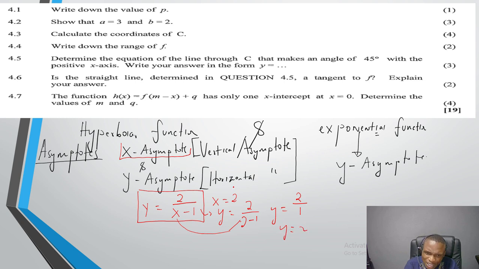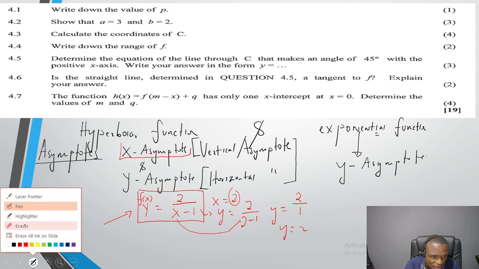So we are saying when x is 2, for this function, you can also call it f of x equals 2 by x minus 1. Instead of saying y, you can say f of x. So for this function, when x is 2, the value of y is 2. But now, let's try to calculate the value of y when x is 1. I'm going to erase here.